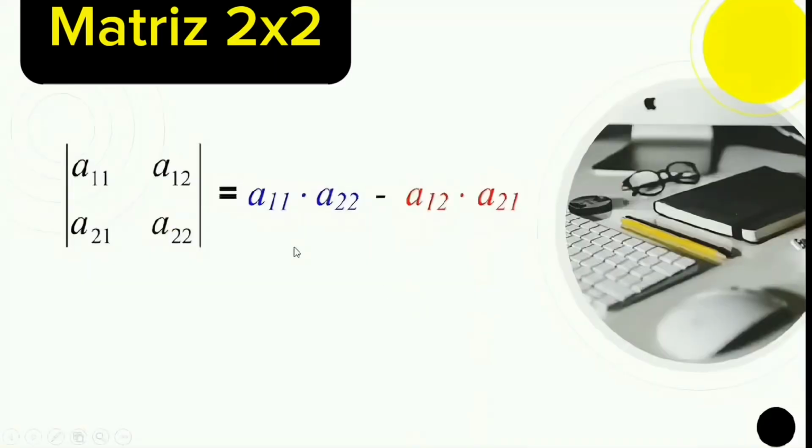The determinant is a number associated with square matrices. Depending on the size of the matrix, there are different methods to find the determinant. Today we will learn 3 of them. Let's take a look. When a matrix is 2 by 2, the determinant is equal to the product of the elements of its main diagonal minus the product of the elements of its secondary diagonal.